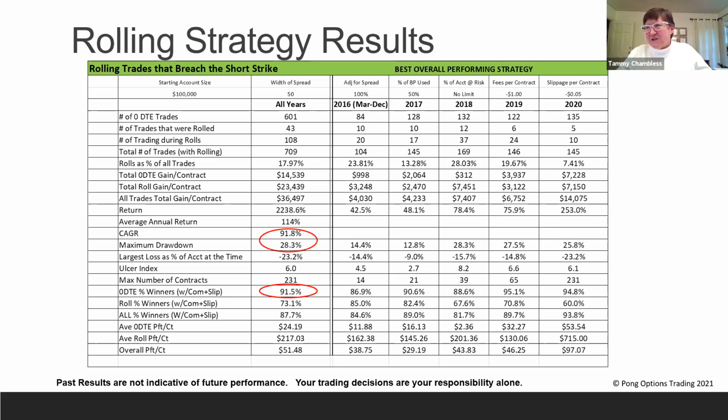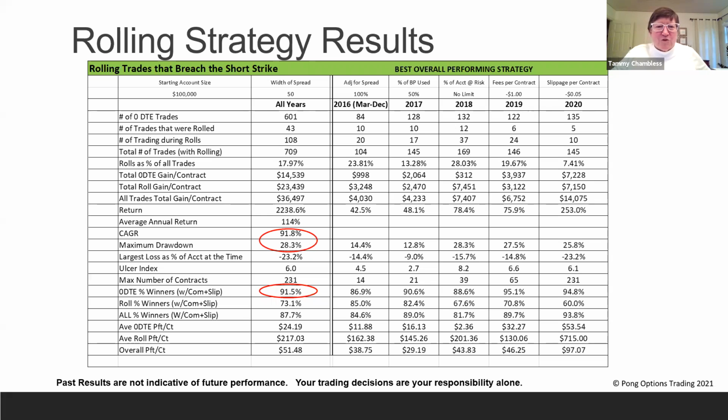If it happens earlier in the day, it's a larger loss. Later in the day, it's less of a loss, but it's still a larger loss than using stops. However, notice the annual return using a rolling strategy is 91.8%. So that's a pretty high average annual return. And then if you look in 2020, the return this year was 253% using this strategy.